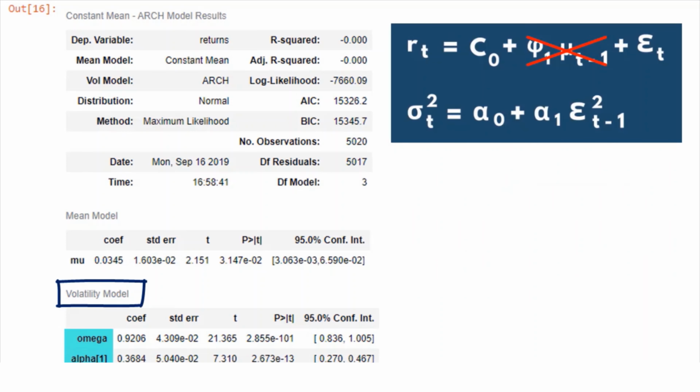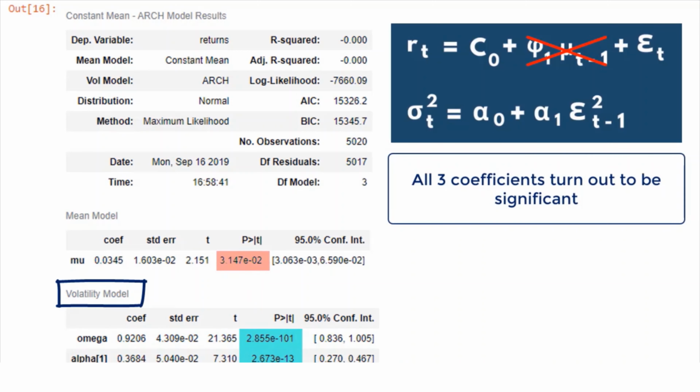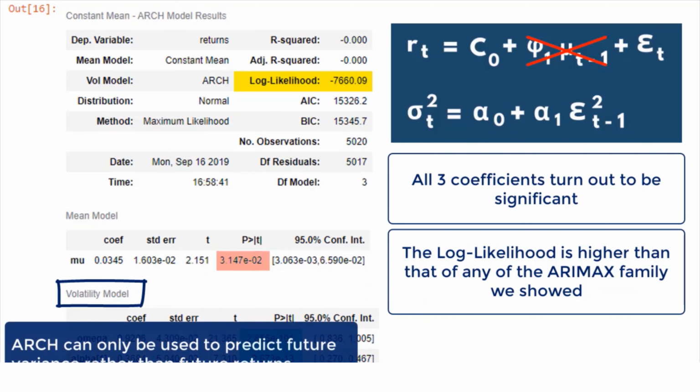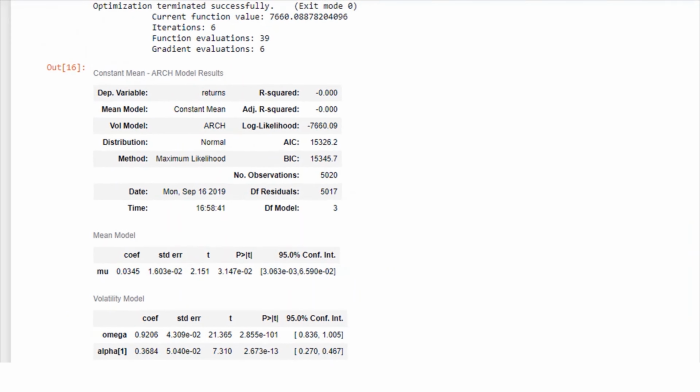Great. So we are estimating only 3 coefficients, and all 3 turn out to be significant. Additionally, the log likelihood is higher than that of any of the ARMA family we showed. So, the ARCH 1 instantly becomes the best estimator of the data we've seen so far. However, it is crucial to remember that the ARCH can only be used to predict future variance, rather than future returns. Thus, we can use it to determine if we expect to see stability in the market, but not predict if the prices would go up or down.